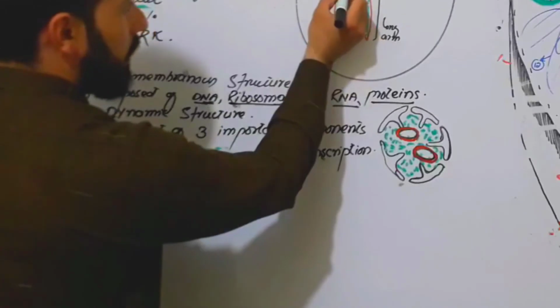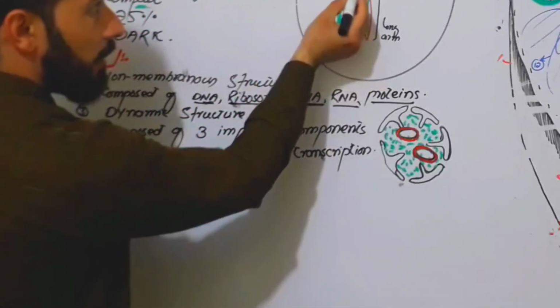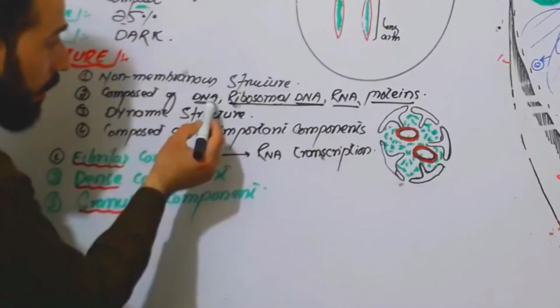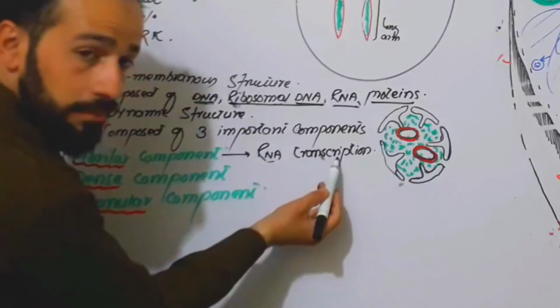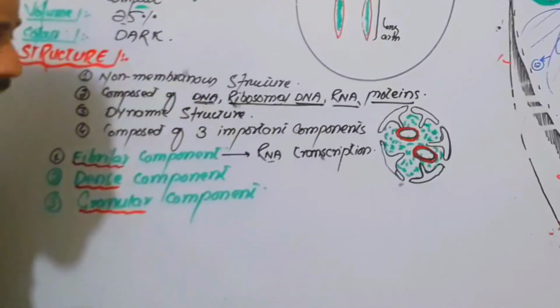How? Here is the DNA, right? You know that DNA has come out and has made this nucleolus. So it contains DNA, we have said that, right? From this DNA, RNA is transcribed. So the transcription of RNA occurs in the fibrillar region. Now I will mention that fibrillar region there, right?